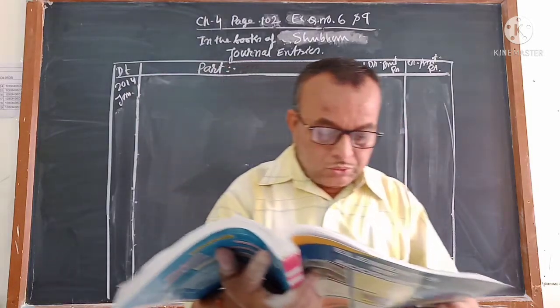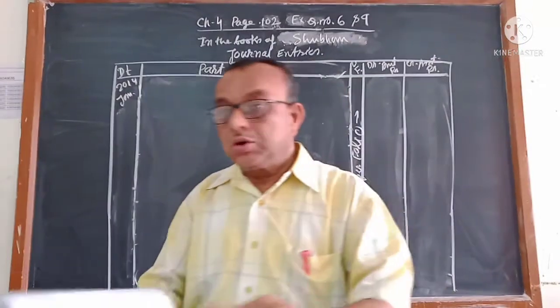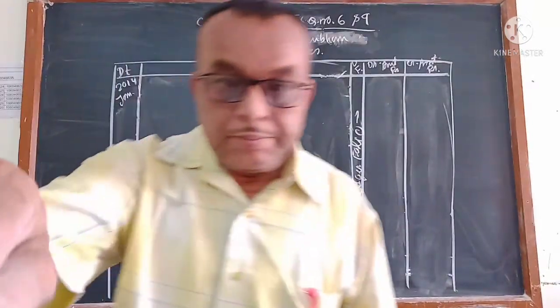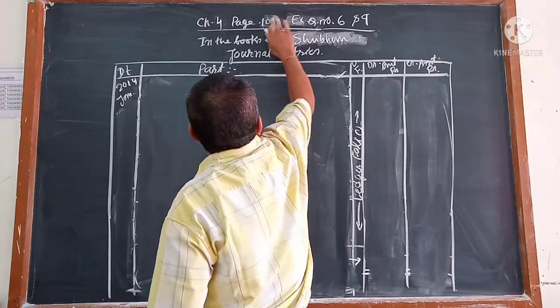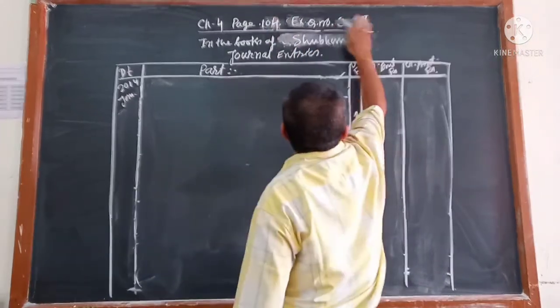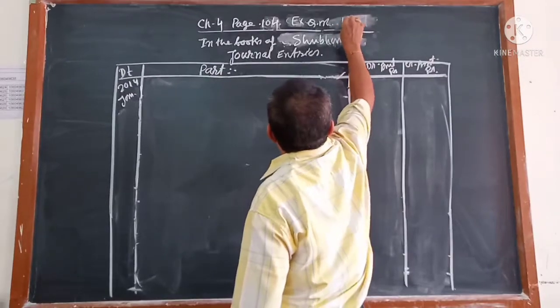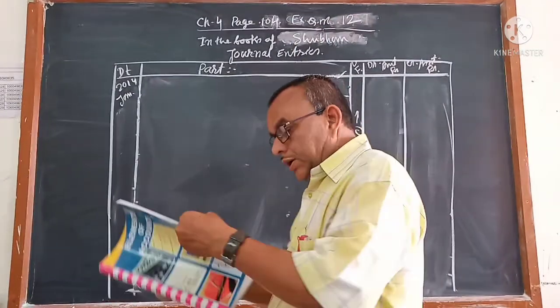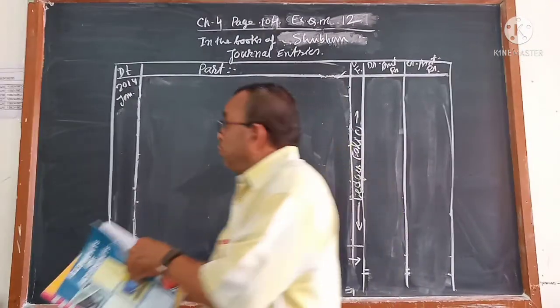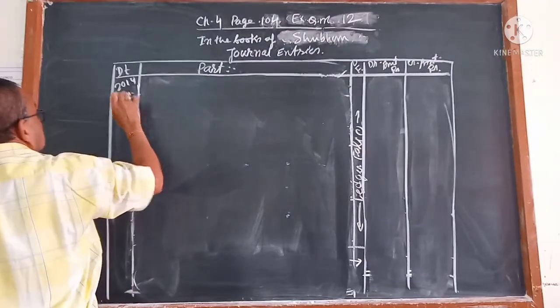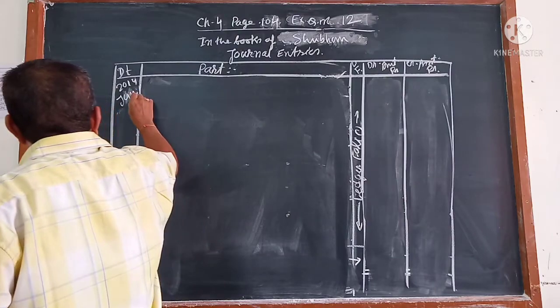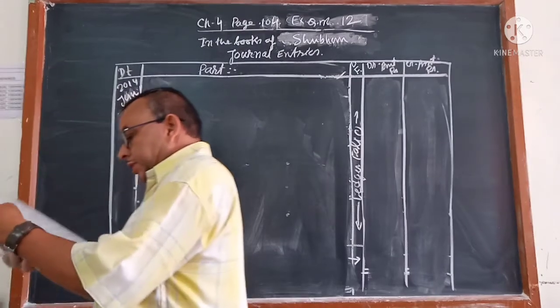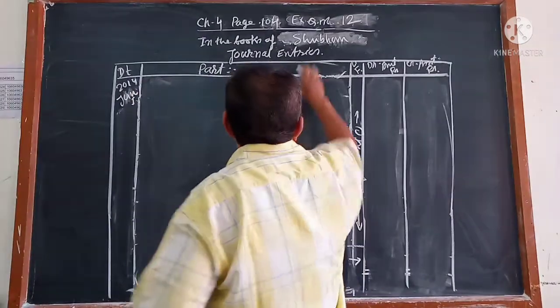Now I will teach you page number 104, exercise question number 12. It is June 14 and it is given the name Parameshwar.